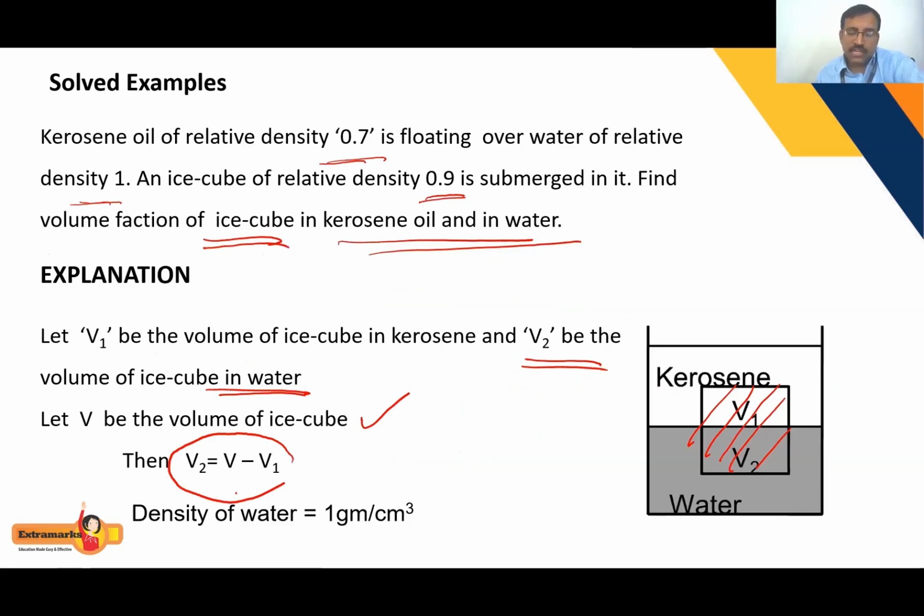Now, some solved examples. Let us take kerosene and water together, and an ice cube having a relative density 0.9 is submerged like this. V1 is the volume inside the kerosene, V2 is the volume inside the water. Then what fraction are they asking? V1 by V2. As you know, the volume of the ice cube is V, and V2 is nothing but the volume of the ice cube in the water. V2 will be V minus V1 as per the figure.